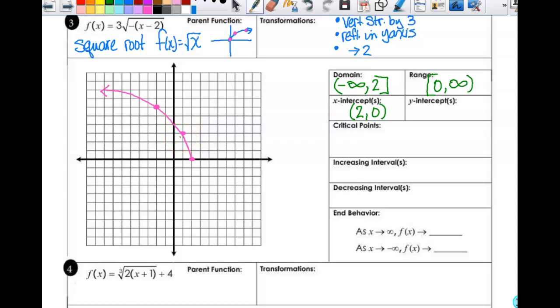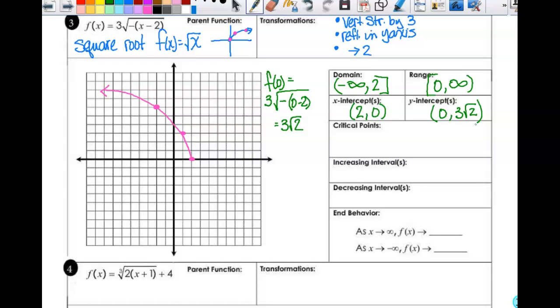How do I find my y-intercept? Plug in 0. So I need to find f of 0. That's going to equal 3 times the square root of negative x, not x because that's 0 now, 0 minus 2. All right, well 0 minus 2 is a negative 2. You make it negative, it's positive, so you get 3 square root of 2. And so my y-intercept is 0, 3 square root of 2. Okay, we all good with that?